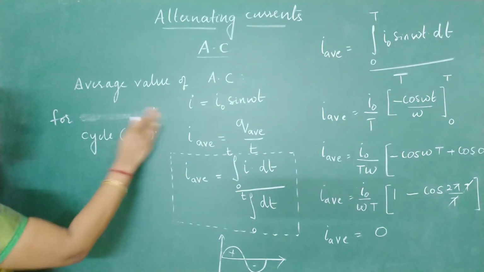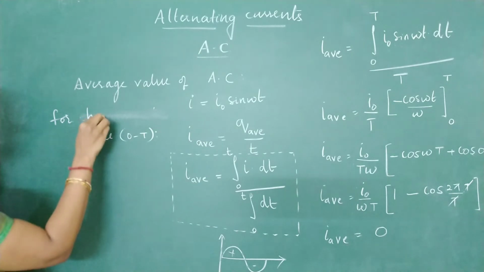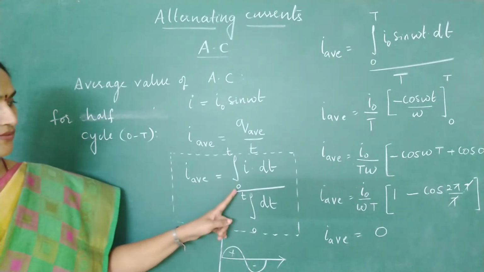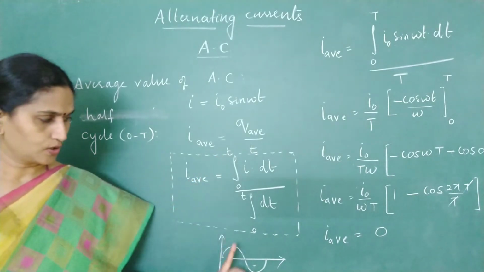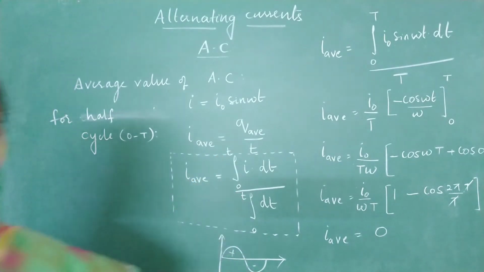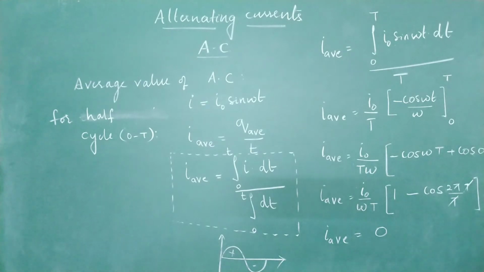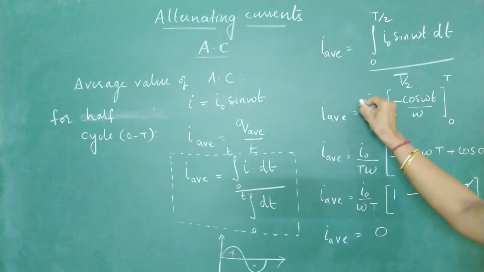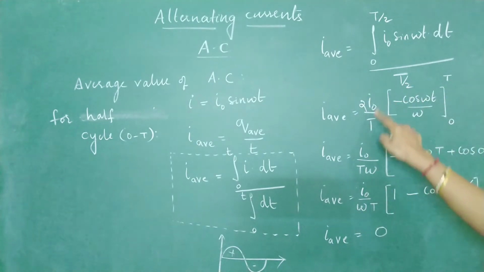Instead of one complete cycle, if I take only half cycle, then I have to evaluate the integral from 0 to T by 2. So put the limits from 0 to T by 2. Only the limits are going to change. The general formula will remain as it is. So 0 to T by 2, T by 2. This will become I naught by T by 2.